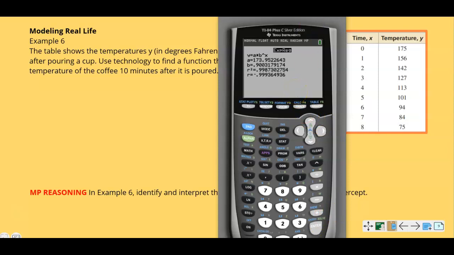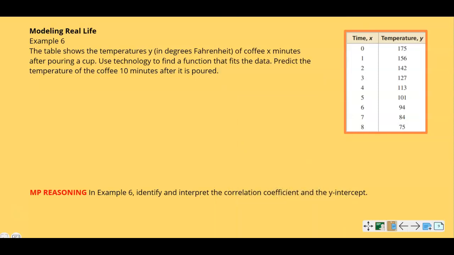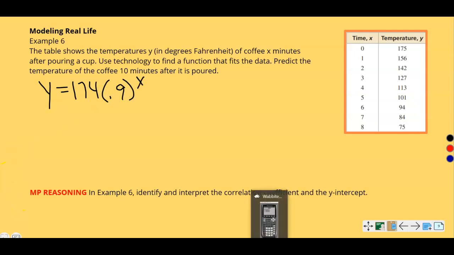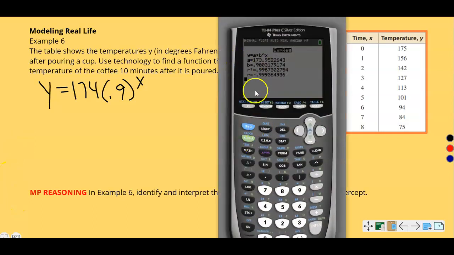So let's write down our equation. So we're going to have y equals 174 times 0.9 raised to the x power. Now, if you want to check this and see what it looks like based on the points, because this shows that it's a very strong correlation, which means this equation that we wrote based on these points that we put in the table should be a very good indication.